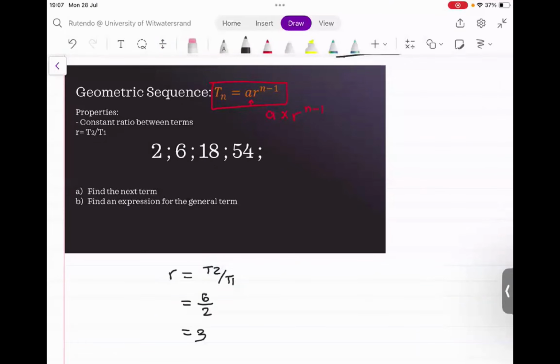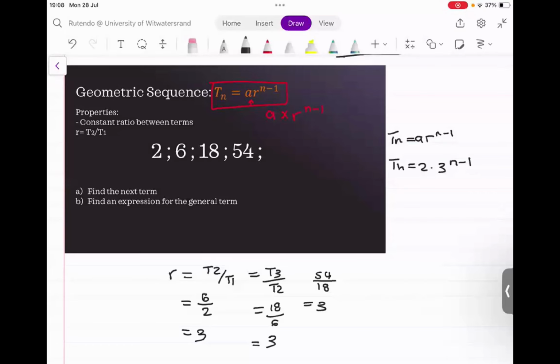Let's check it with the other ones. This should be equal to T3 over T2. So let's check that. T3 is 18 over 6. So this should give us 3. Even if we checked it with 54 over 18, we will get 3. Okay, so now, again, the general term is very nice and simple. I know my general term is Tn equals A r to the power of n minus 1, which is equal to A, which we said was 2, multiplied by r, which we said is 3, to the power of n minus 1. So this is my Tn.